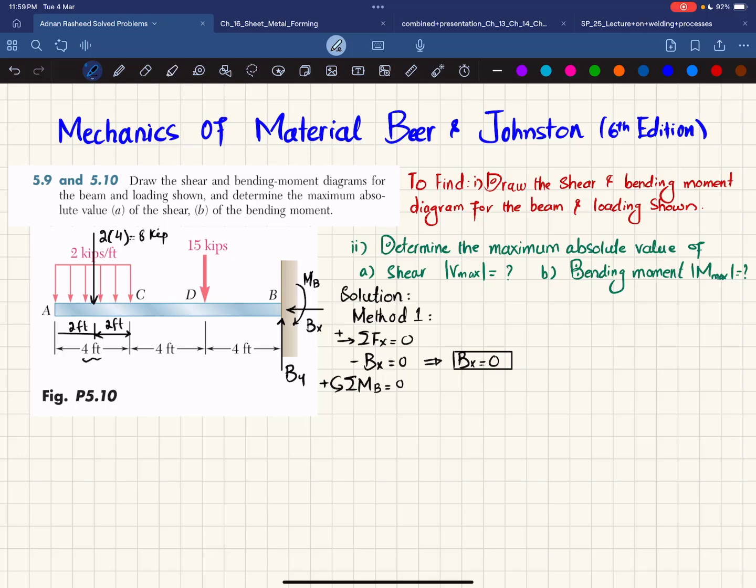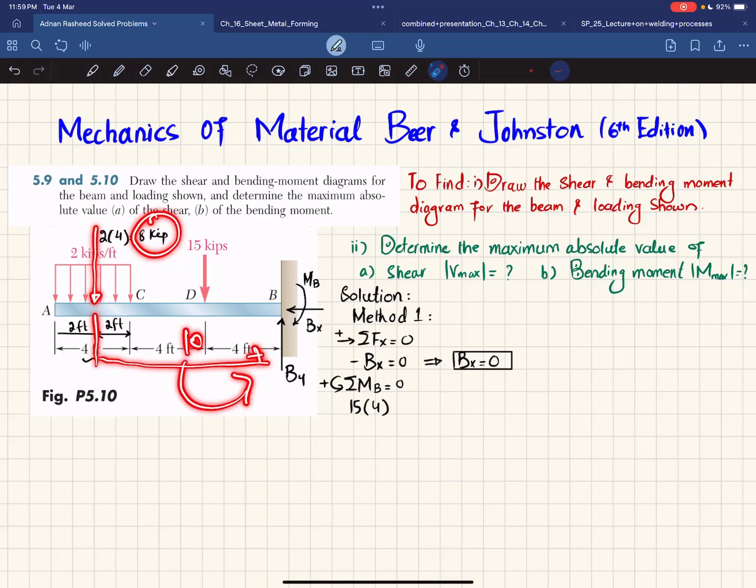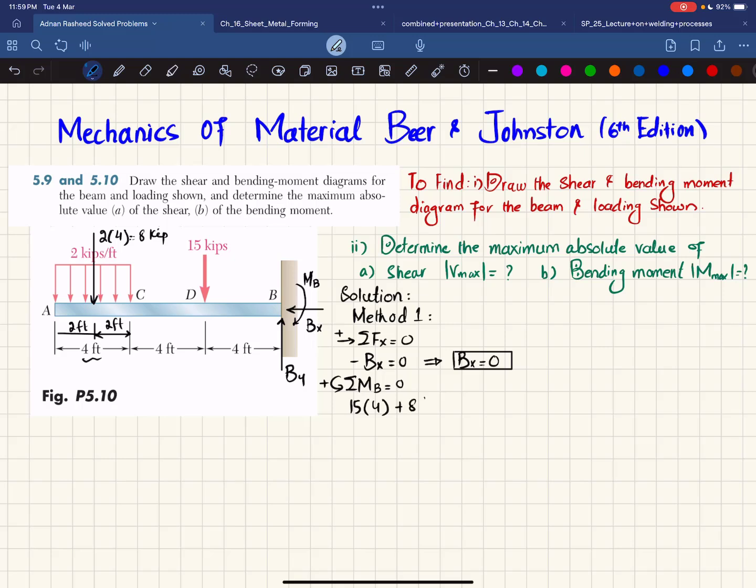Now we'll apply this equation. The first force that will produce a moment about point B is this 15 kip, and the perpendicular distance is 4 feet, and it is producing a counterclockwise moment, so it will be positive. I can write 15 multiplied by 4, that is positive. The second moment is produced due to this 8 kip load, and the perpendicular distance is now 10 feet, and it is also producing a counterclockwise moment, so it will be positive. I can write plus 8 multiplied by 10.